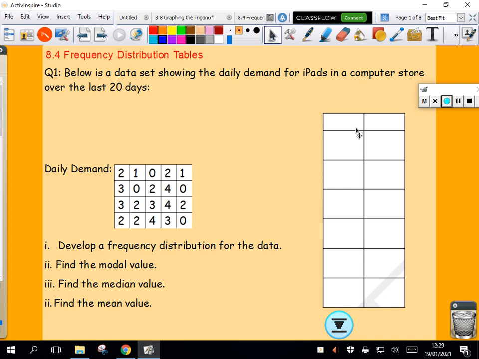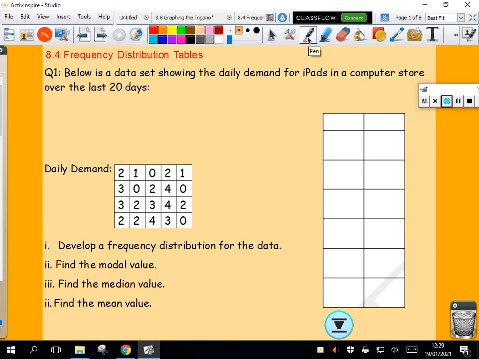The question I asked is, I walked into the manager of the store and I said, how many iPads did you sell each day over the last 20 days? And he said, well, on this day I sold 2, and then I sold 1, and then that day I sold 0, and then 2, and then 1, and then that day I sold 3, etc. And I want to develop a frequency table for the data.